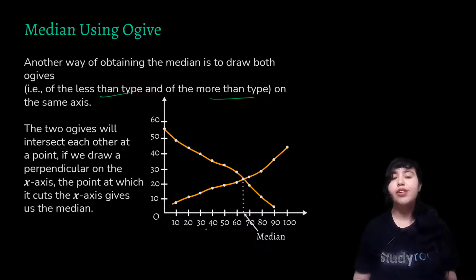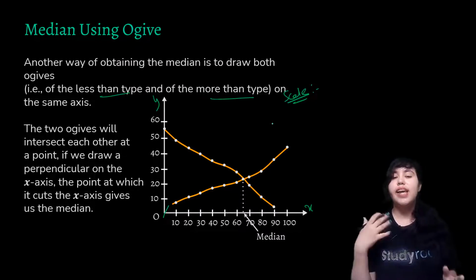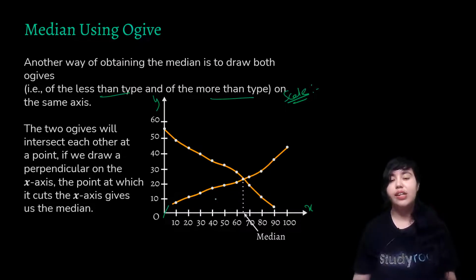For the less than type, we take the upper limits here, and the same become the lower limits for the more than type, but on the y-axis you'll have cumulative frequencies only. Now it's very important that you always label your axes. You always mention the origin and you write the scale in the top right hand corner. So the scale would depend on whatever scale you are taking.